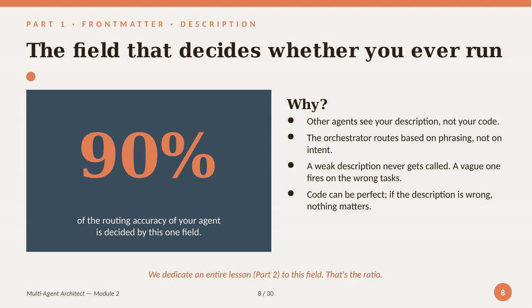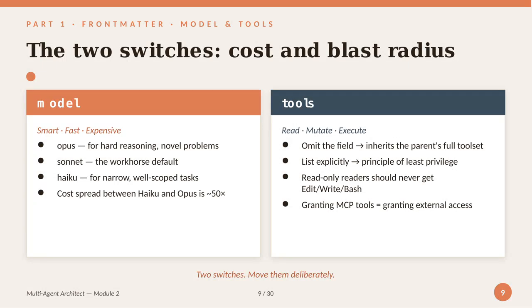That's the ratio. The last two frontmatter fields are the two control switches that decide what your agent costs and what it can do. Model. 3 tiers in the Anthropic family. Opus is for hard reasoning and novel problems where you need the full capability of the family. Sonnet is the workhorse default, broad capability, reasonable cost. Haiku is for narrow, well-scoped tasks. The cost spread between Haiku and Opus is roughly 50 times per token, which compounds fast in a multi-agent system.